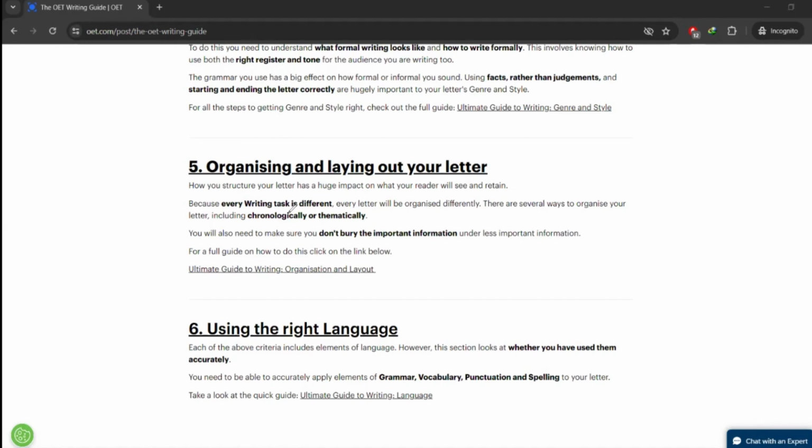Okay, in that manner, when you are reading the case notes, you will understand, okay, this is the information that I need to mention, and these are the things that I need to leave out. The sixth one, the last one, is using the right language. Each of the above criteria includes elements of language. However, these sections look at whether you have used them accurately. You need to be able to accurately apply elements of grammar, vocabulary, punctuation, and spelling to your letter.